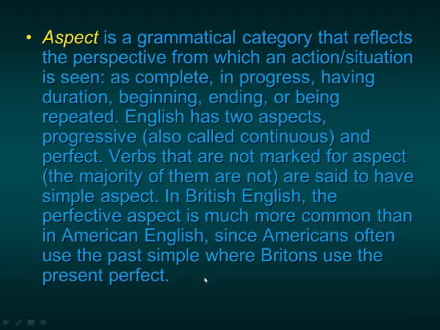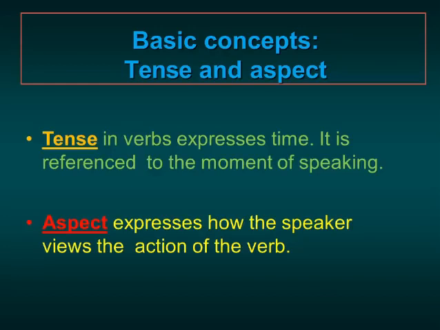So anyway, let's go to the next one. Simply, we can say what tense and aspect are. Here I have given a simple method to understand the difference between these two. First, basic concepts: tense and aspect. Tense in verbs expresses time. It is referenced to the moment of speaking. So tense is the expression of verbs.